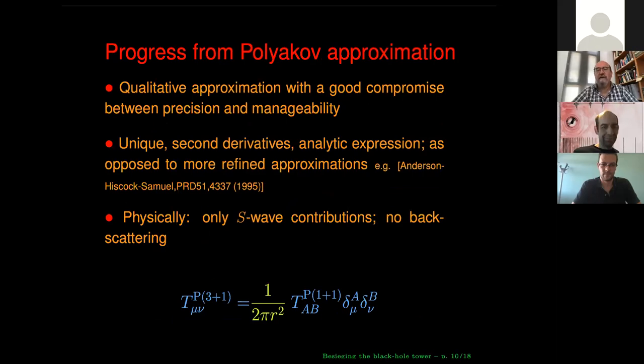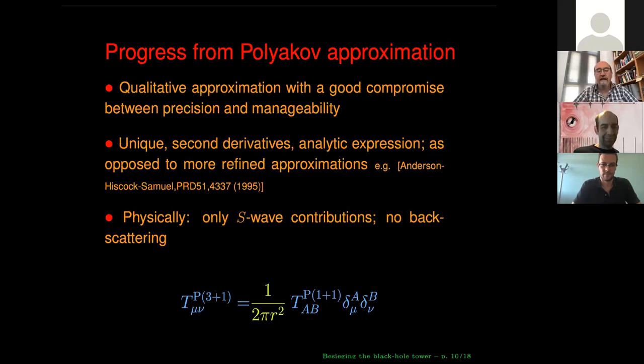Because there are more precise forms of stress energy tensors, but they are difficult to use for analyzing self-consistent solutions of these equations. This Polyakov approximation is, first of all, nice because it's unique. It has only second derivatives and it's analytic. So it can be used directly for analyzing self-consistent solutions of the semi-classical equations.